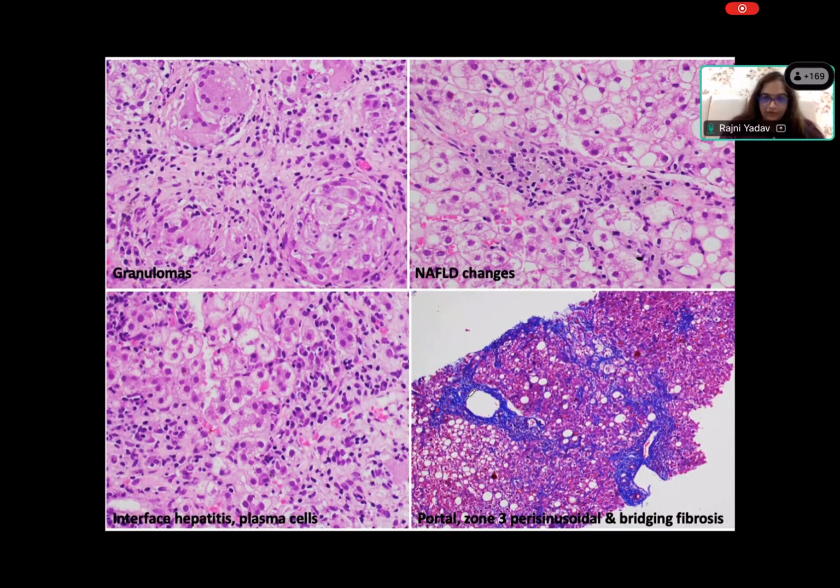If we look at the fibrosis, see you have got portal fibrosis. You have also got this perisinusoidal fibrosis, and it is bridging. So this is a case of sarcoidosis with a coexisting non-alcoholic fatty liver disease.